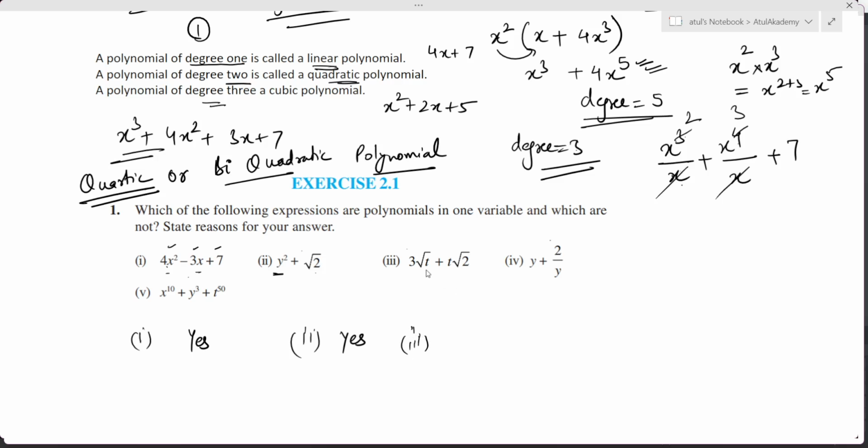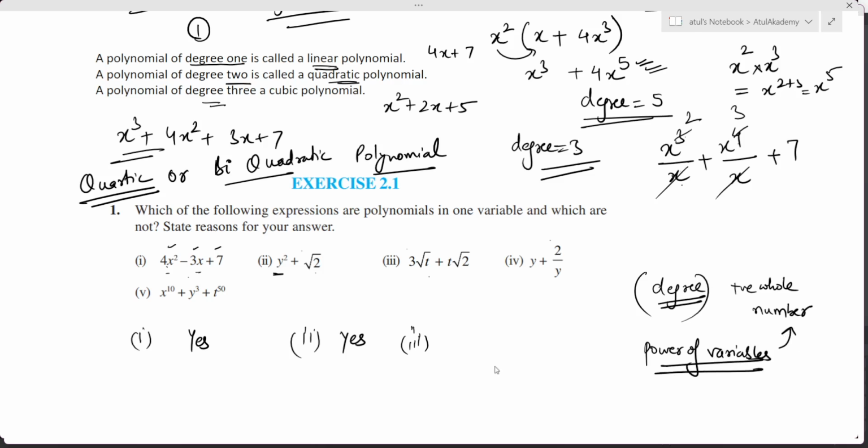Third part says that it's root of t. Now you see, I forgot to mention that the degree, the power of variables in the expression, should be a positive whole number. Now if I say root t, meaning it's t raised to the power 1 by 2. It's positive but not a whole number. So this is not a polynomial. In a polynomial, the power of the variable should always be a positive whole number. So this is no, not a polynomial.